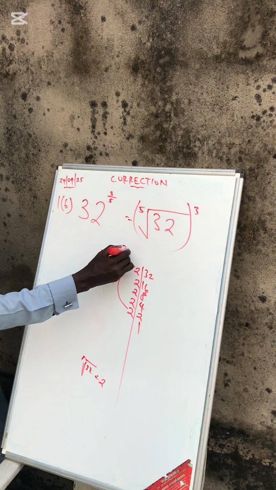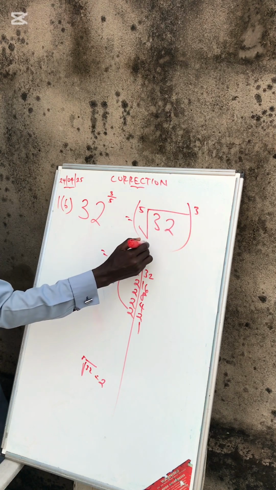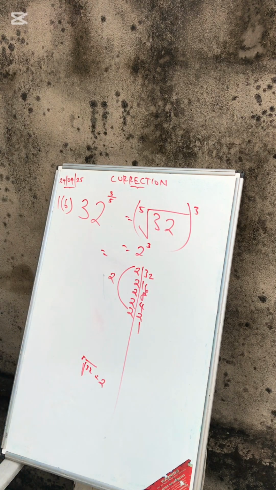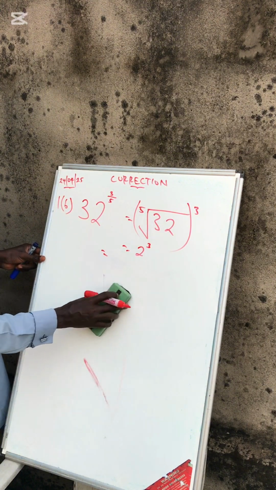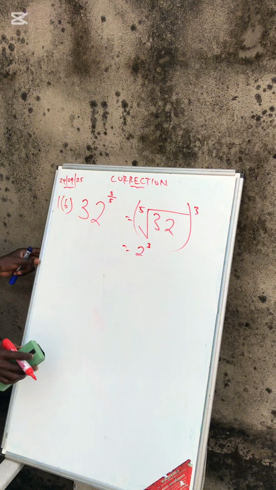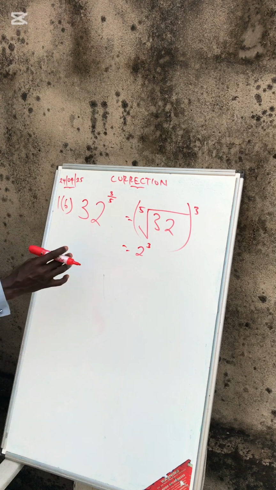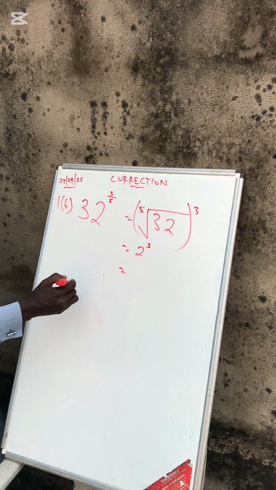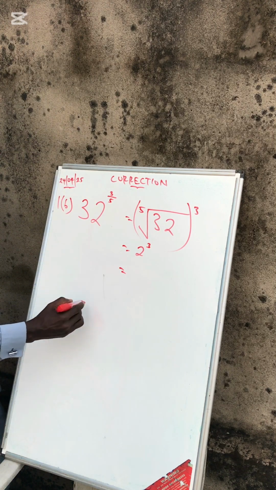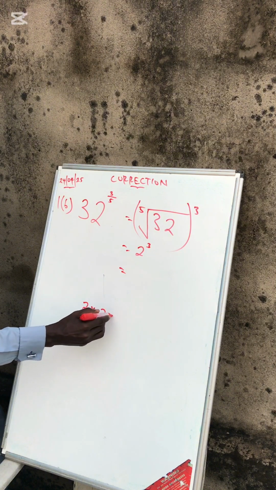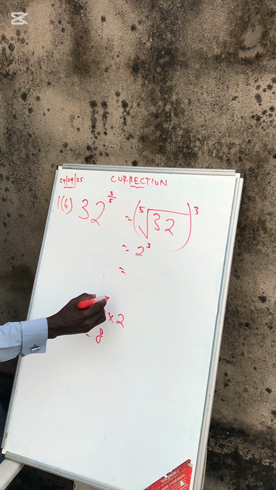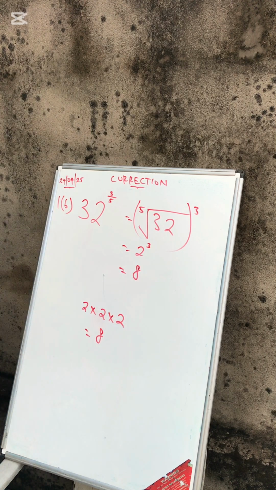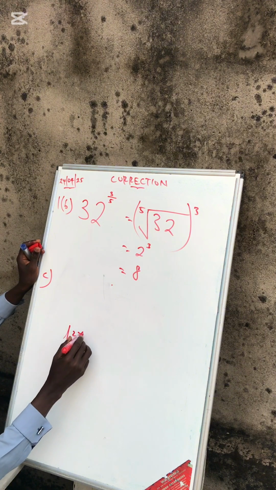Do you understand? So that means 2 raised by what? 3. The fifth root of 32 is 2, and you are supposed to find the third power of that. So that's 2 raised by 3. What's 2 raised by 3? 2 raised by 3 means 2 times 2 times 2. Which is what? 8. Why is it taking you time to get that? That's 8 then. Right. 243.